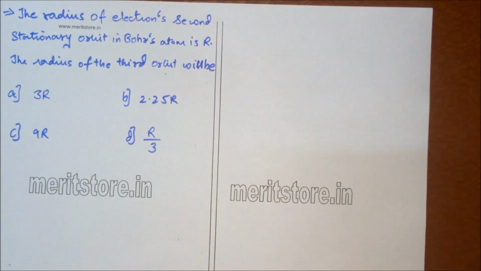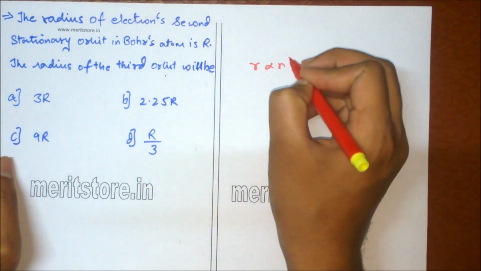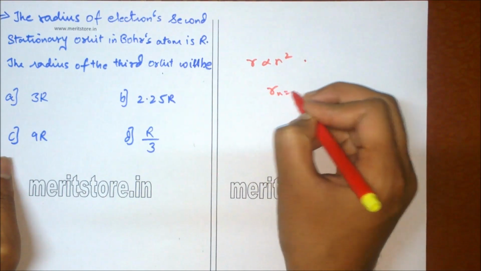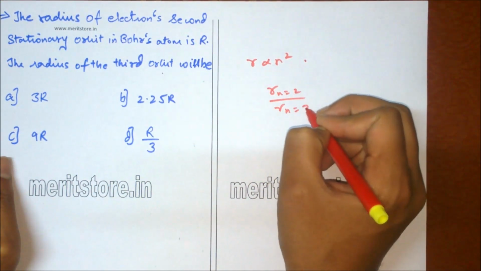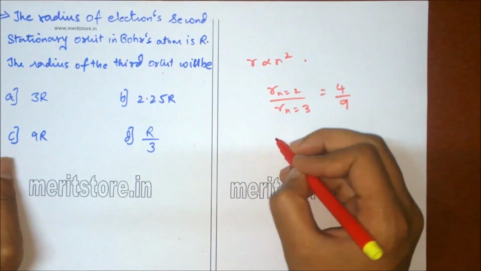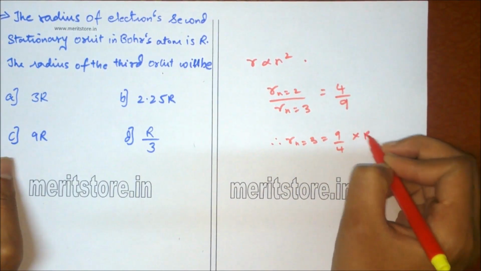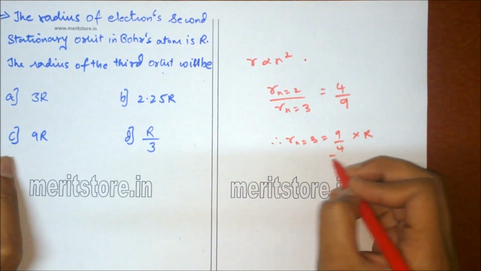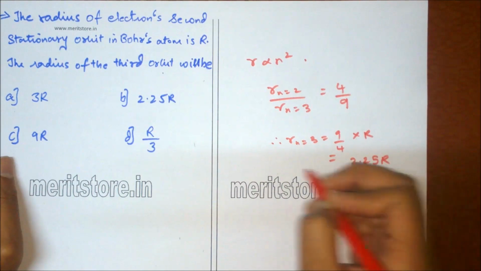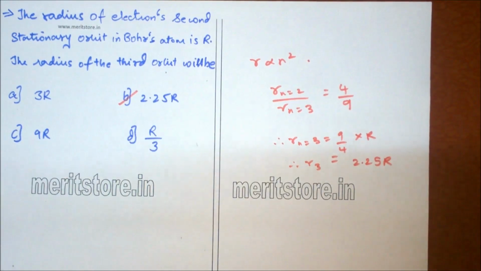The radius of the electron's second stationary orbit in Bohr's atom is R. The radius of the third orbit will be. So we know that radius r is directly proportional to n square. So R for n is equal to 2 upon R for n is equal to 3 can be written as 4 upon 9. Therefore, R for n is equal to 3 is equal to 9 by 4 into R. On solving, we get 2.25 R, which is R3. So option B is the correct answer.